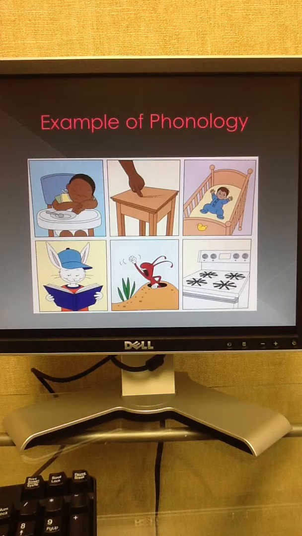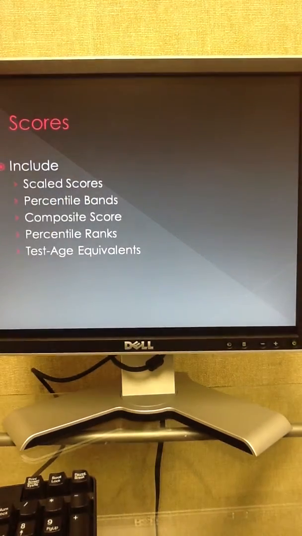And another one you might say is, I see a baby in a crib. You say it. And in that example, you're listening for the CR cluster in crib. Okay, and the scores that are obtained from this test include scaled scores, percentile bands, composite score, percentile ranks, and test age equivalents.